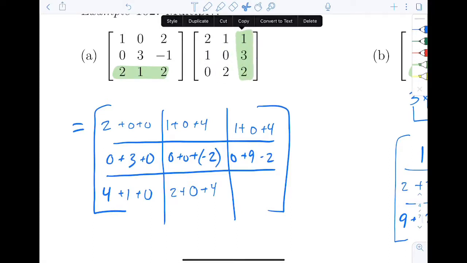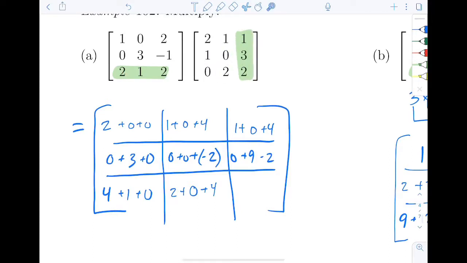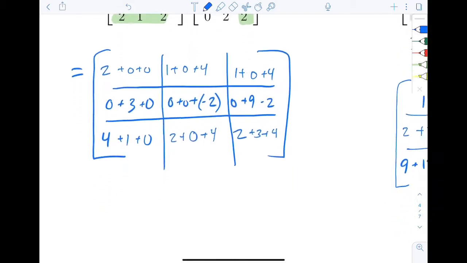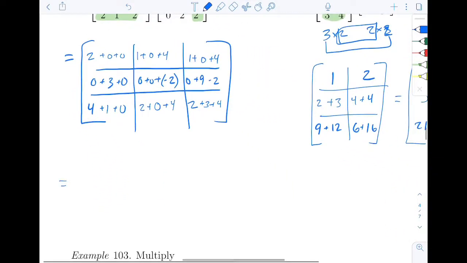Last one, we're almost there. 2 times 1 is 2. 1 times 3 is 3. 2 times 2 is 4. Okay, now I just have a bunch of arithmetic to do.